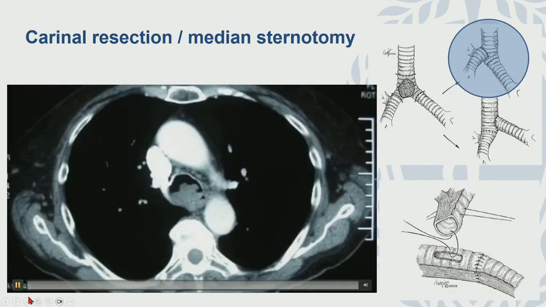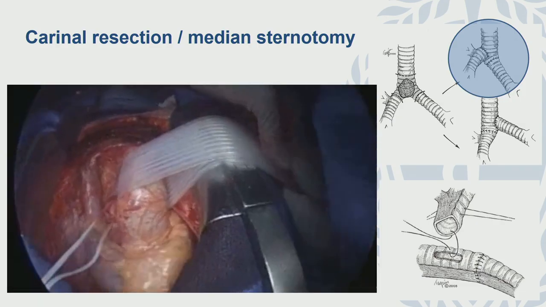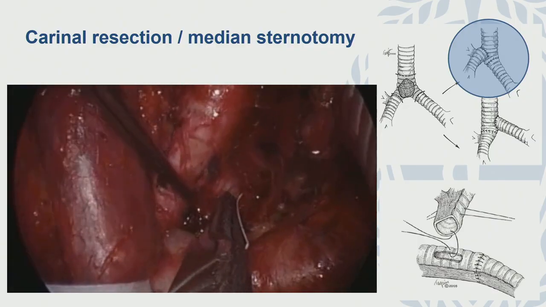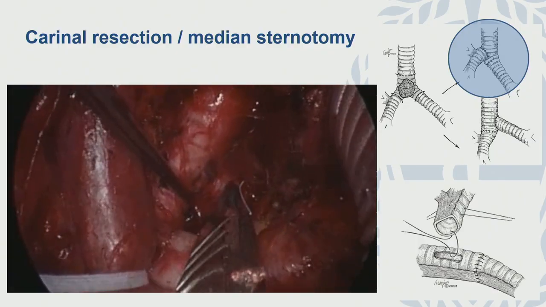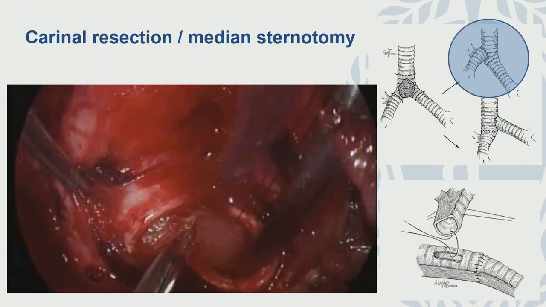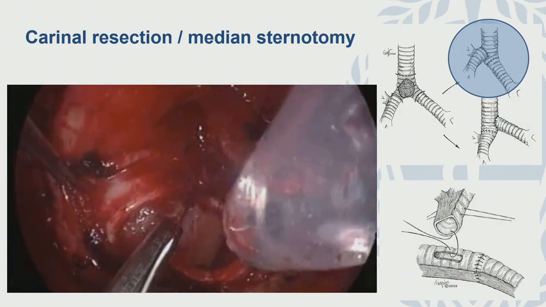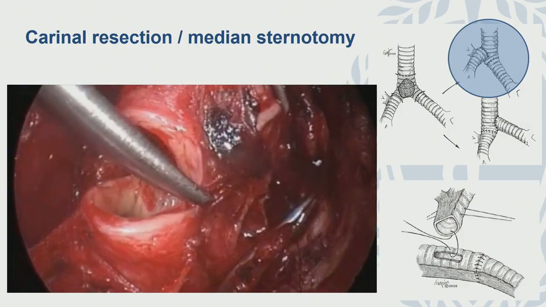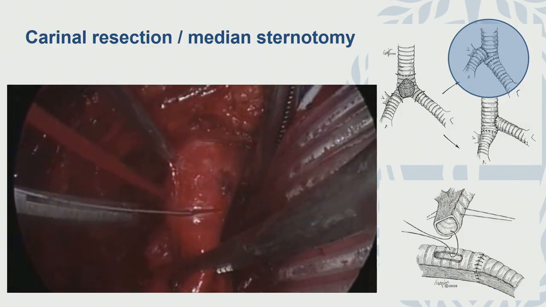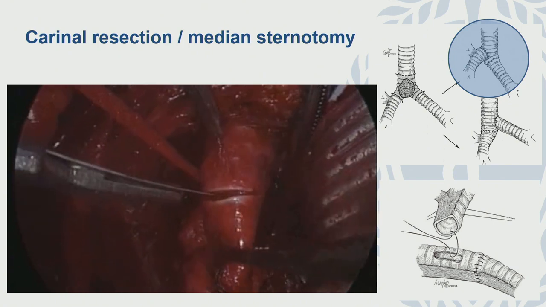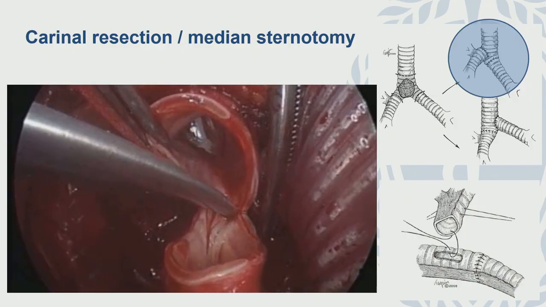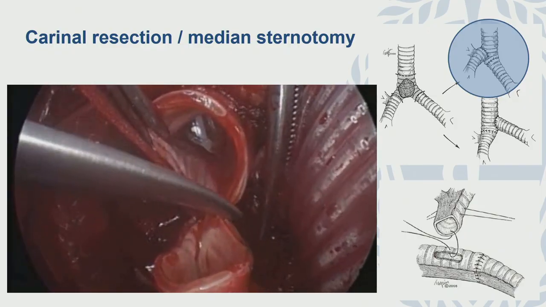This is a view through a sternotomy of a carinal tumor, which you see on the CT scan. You dissect the carina between the ascending aorta and the superior vena cava, and you have a good exposure of the carina. Once again, it's the same reconstruction, but we are not removing any lung, exposing the left main bronchus, the right main bronchus, and then the trachea. Frozen section to be sure that all the margins are negative.